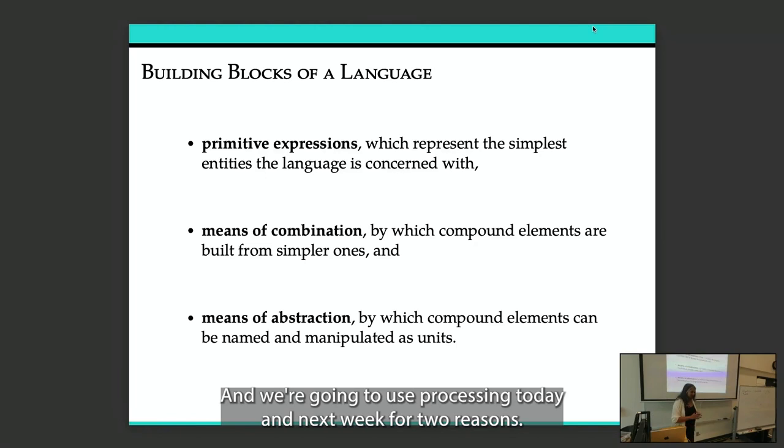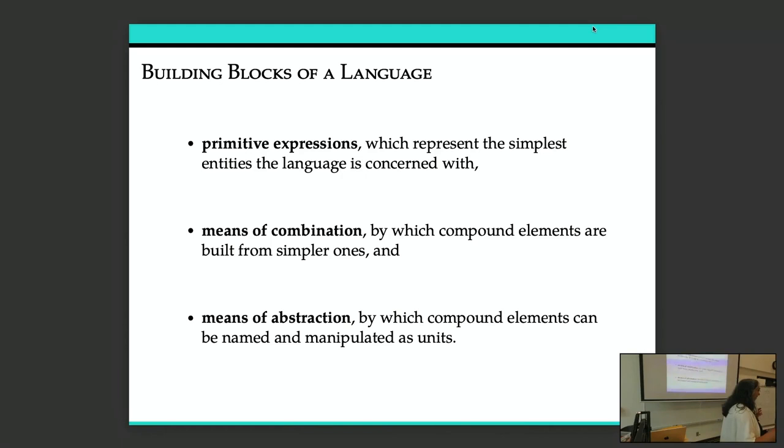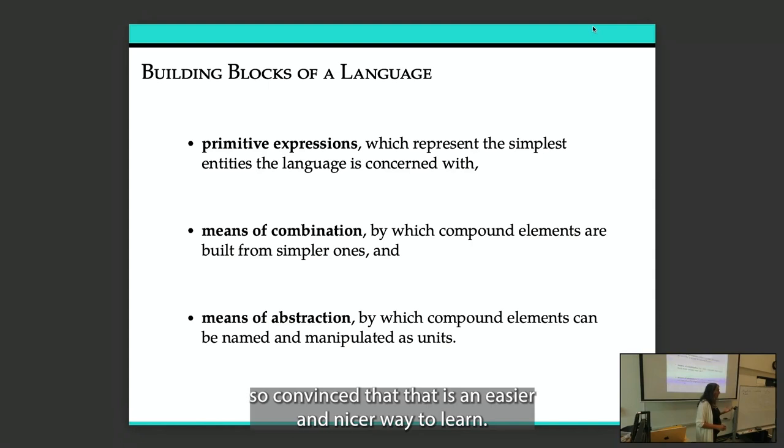There are versions of Processing that some people love in JavaScript, p5, so you can do things on the web, and lots of Processing people have moved to it. Why is that nicer? It's a little more accessible. You can use it on your phone. It does not talk to hardware. I'm not so convinced that that is an easier, nicer way to learn.